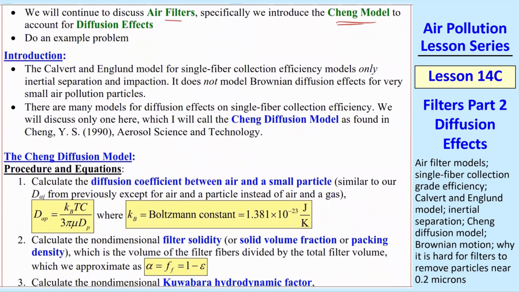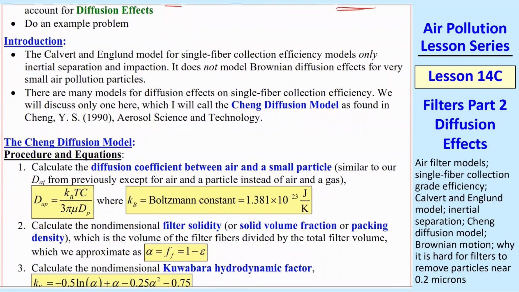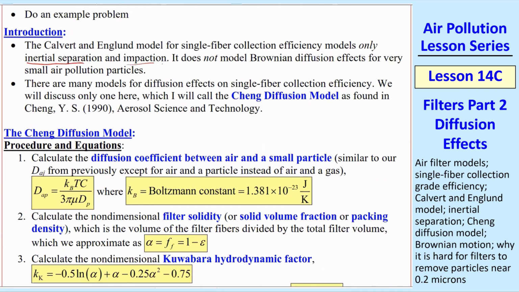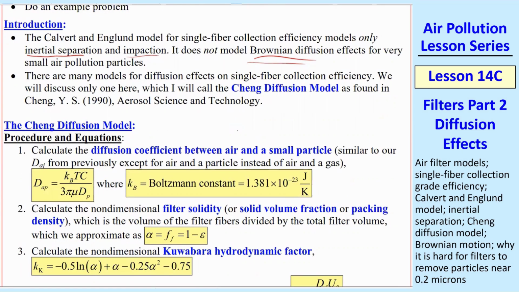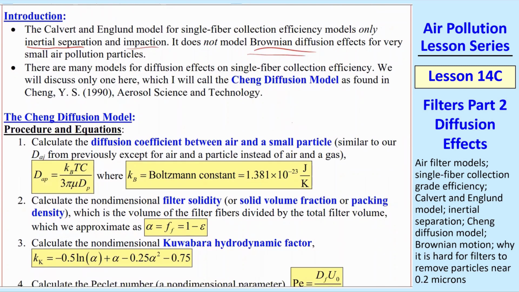By way of introduction, the Calvert and Englund model, which we've talked about, is a single fiber collection efficiency, and it counts only inertial separation and particles that impact the fibers. It does not model the diffusion effects due to Brownian diffusion, which are important for very, very small particles. There's many models for diffusion out there. I'm going to discuss only one. This is the only one that we'll use in this class, and that's the one due to Cheng.